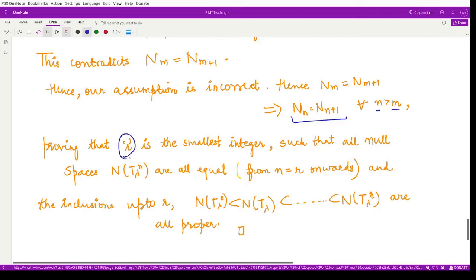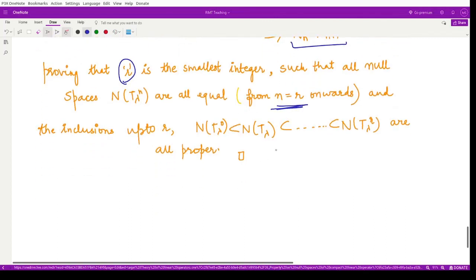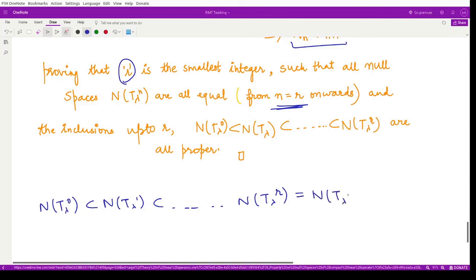So this proves that there exists some smallest integer r such that all the null spaces are equal from n equal to r onwards, and before r we have all the inclusions. So in the chain of these null spaces we have proper inclusions up to the index r, where r is the smallest integer where we have the equality, and after this integer r we have all the equalities. Before this we have all the proper inclusions, right?